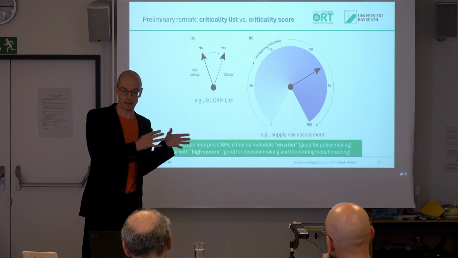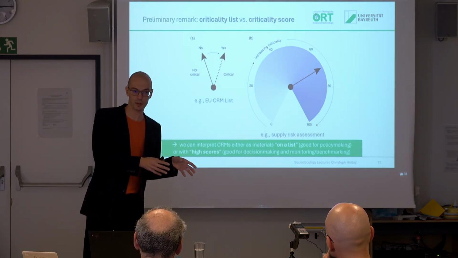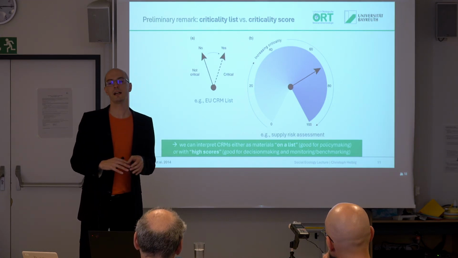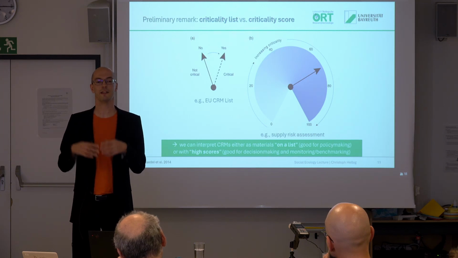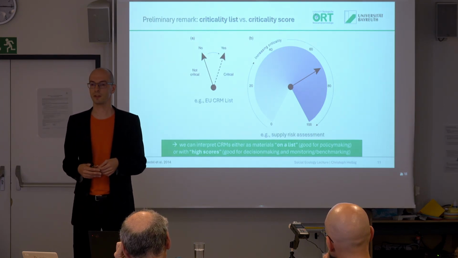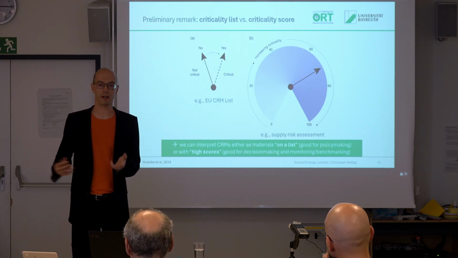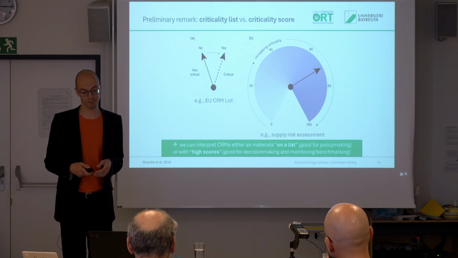So therefore we can differentiate between those on-the-list criticality assessments, which have thresholds, and those gradual measurements of, for example, specifically supply risk assessments, which companies can also use in order to identify where the pitfalls are, where we should improve, and how we can improve.